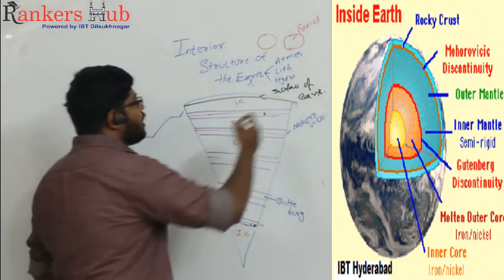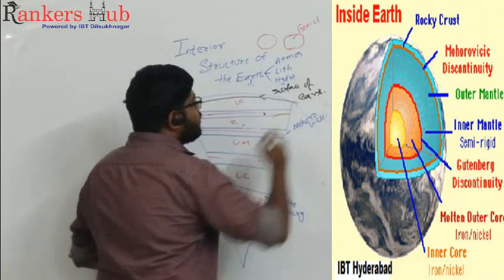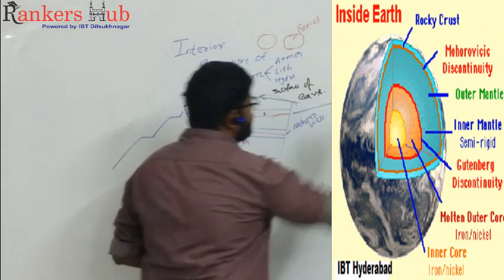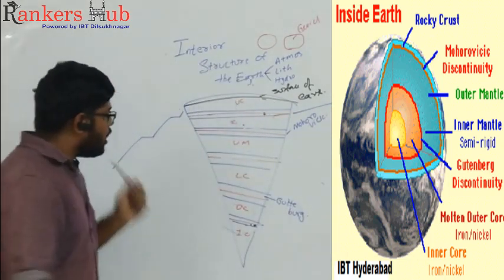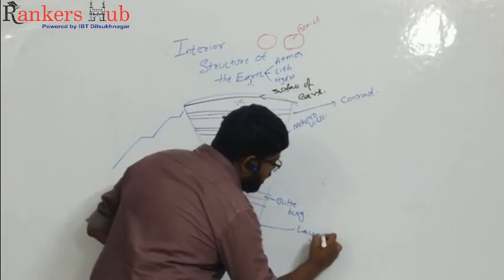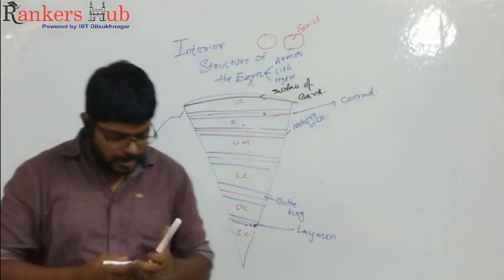The discontinuity in the crust will be called the Conrad discontinuity, and the discontinuity in the core will be called the Lehman discontinuity. Now we'll be discussing the mantle.